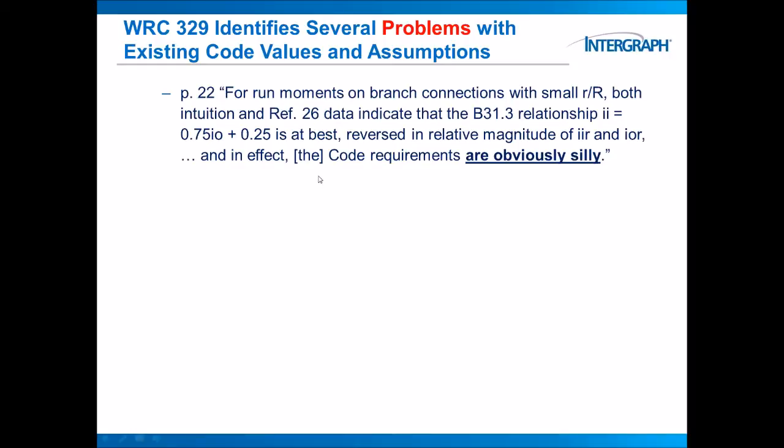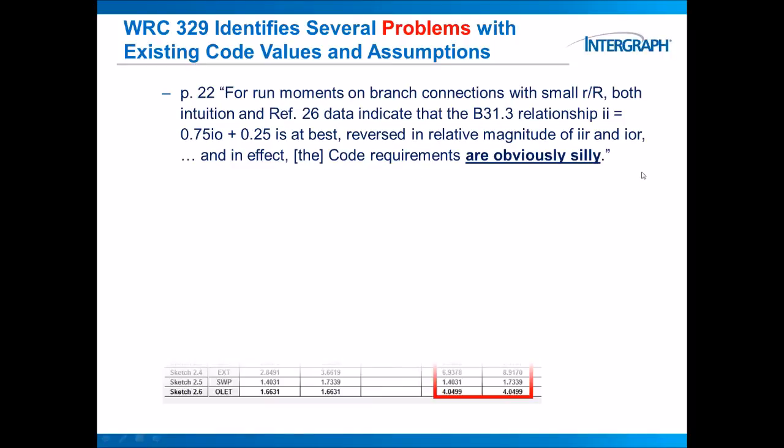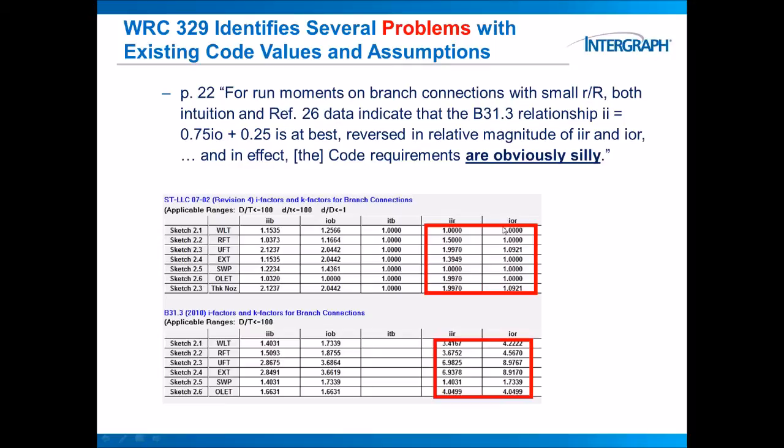Another assumption here that is wrong, you can read the statement here. For run moments on branch connections with a small r over R, the B31 relationship in plane is 0.75 out of plane plus 0.25 is at best reversed, and in effect the code requirements are obviously silly. Now, that's not us saying that. That was the statement in WRC 329.